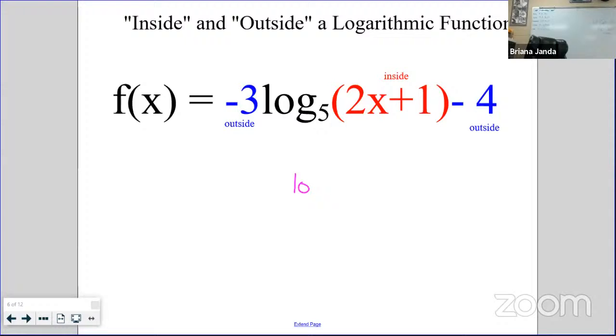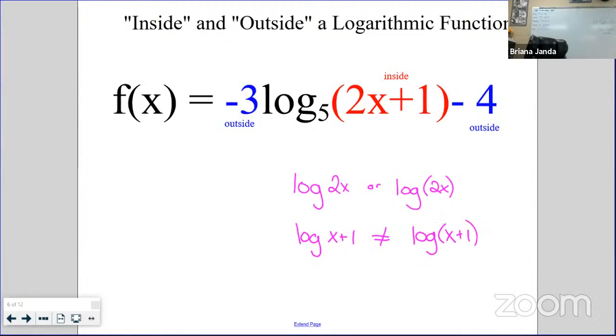Technically, something like log of 2x, that 2 is inside, and hopefully we understand that. It can be written as this, or it can be written as log of 2x, and those are the same thing. But something like log of (x plus 1) is not the same thing as log of x, plus 1. And do we see the difference in those, right? These are the same, and both of those 2's are considered inside, but that one is outside and that one is inside. Brady.